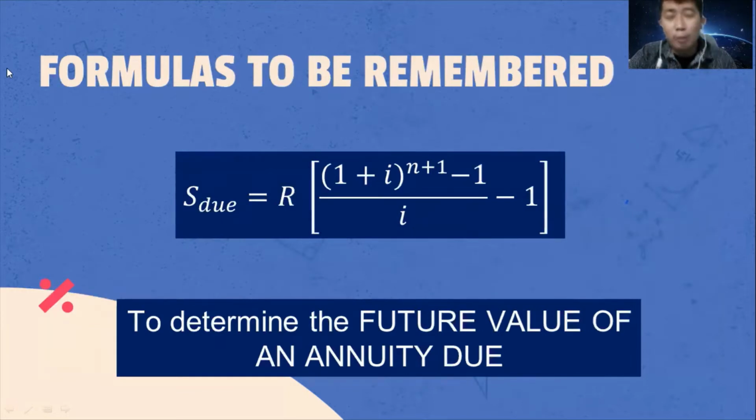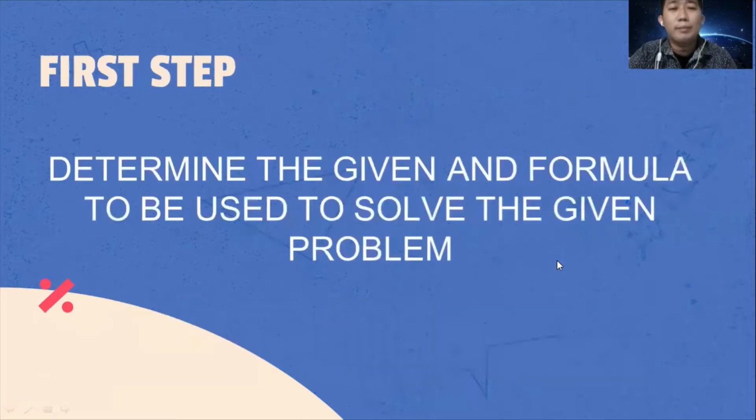So this is the formula to be remembered. The future value of an annuity due is equal to R multiplied by the quantity of (1 plus I) raised to n plus 1, minus 1, over I, then minus 1. That is the formula to determine the future value of an annuity due.